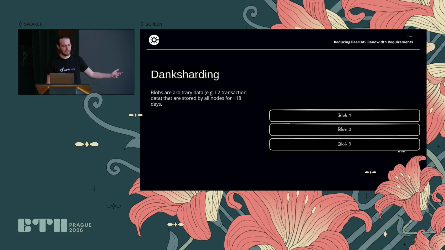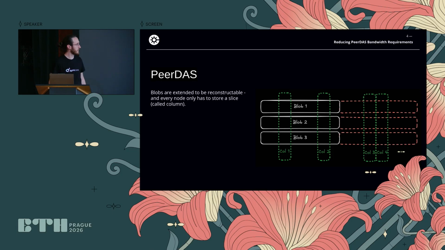So we have these blobs. Initially, during Denkun and Electra times, every node had to store and broadcast full blobs, which was actually a lot of traffic, and kept the blob limit pretty low. And now we move to PeerDAS with Fusaka. So again, we now extend the blobs so that if some part of the blob goes missing, we can reconstruct it. And through that, we can allow nodes to only store slices of all the blobs called columns. And this is pretty good.